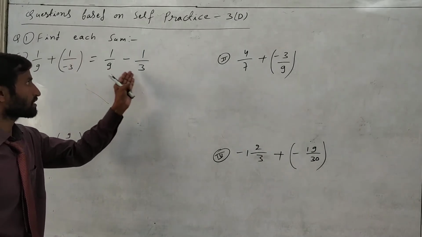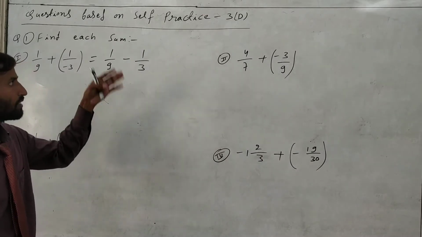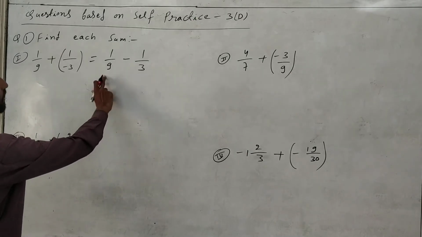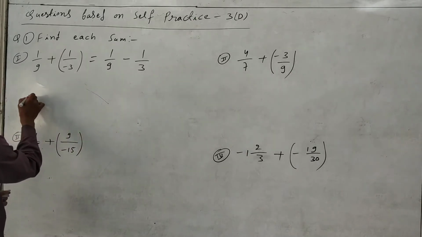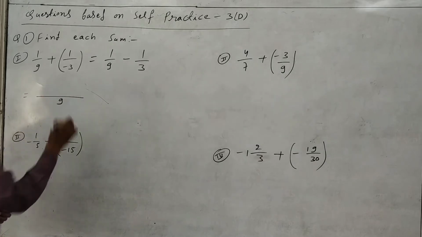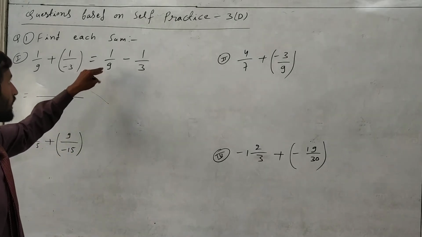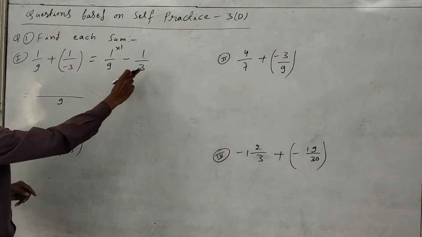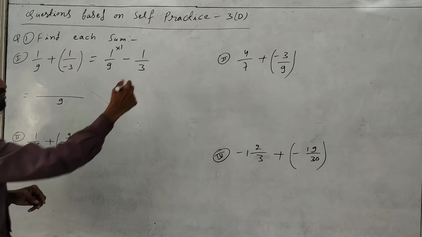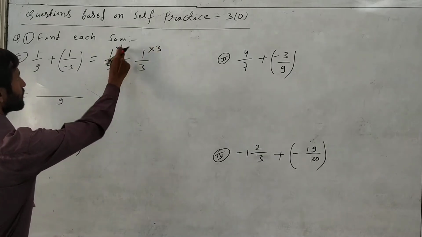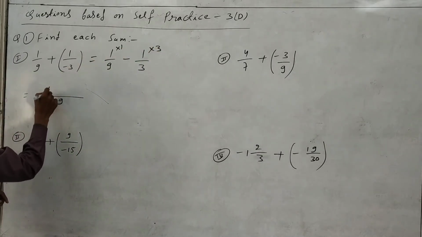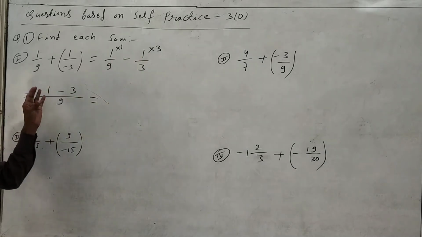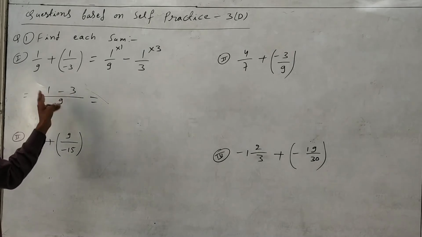Just take the LCM of 9 and 3, and then we do the process. The LCM of 9 and 3 will be 9, so write down 9 here. In the 9 table, 9 comes 1 time, so multiply by 1 here. In the 3 table, 9 comes 3 times, so multiply by 3 here. After multiplication, write 1 and 3. Now subtract: 1 minus 3.